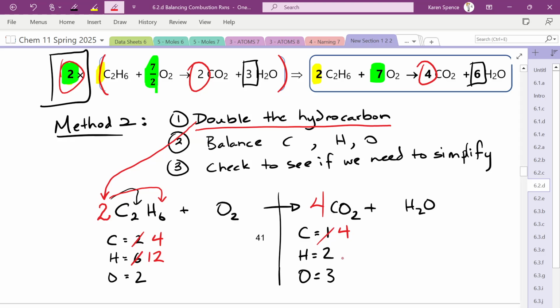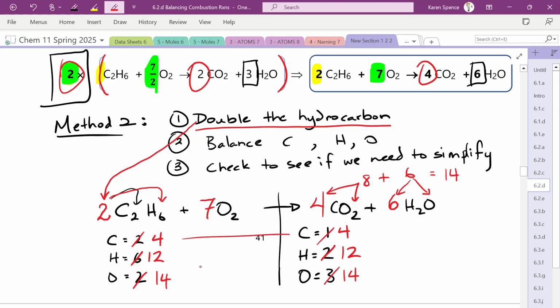So we now need 12 hydrogens on the right, so we're going to put a 6 in front of the water. That gives us 12 hydrogens. Now, how many oxygens? We've got 4 times 2 is 8, and we've got 6 times 1 is 6. 8 plus 6 is 14. So we have 14 oxygens, which means we can put a 7 in front of the O2, and that will give us 14 oxygens. Now we have 4, 4, 12, 12, 14, 14. We're done.